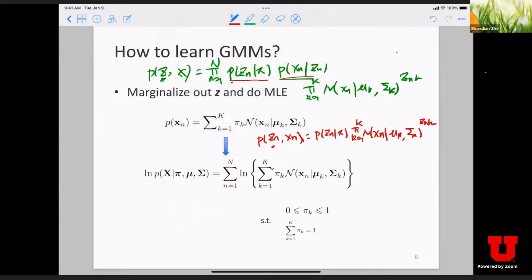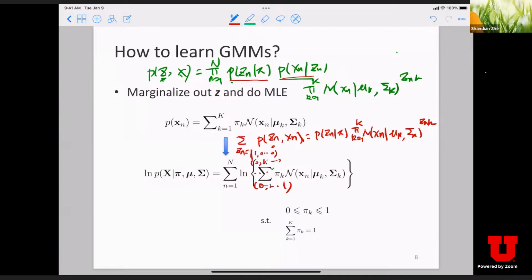If you want to marginalize out Zn, what should you do? Any thought? Any guess? Yeah, integrate. But here Zn is discrete, so the integral becomes a summation. You just sum over all possible values of Zn. We know that Zn is a one-hot encoding, so it can only take K possible values: 1, 0, 0, up to 0, 0, 0, 1.